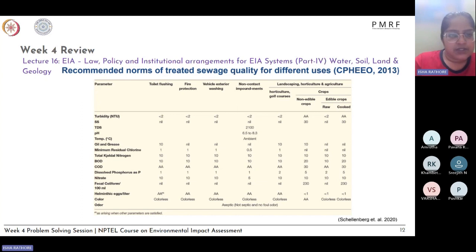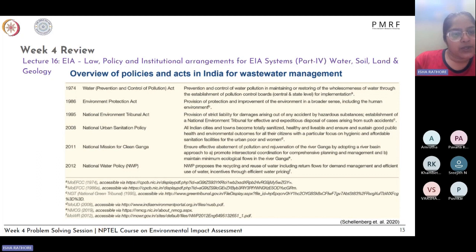So again, for treated sewage, we have the same sort of parameters, and then for different activities like toilet flushing, fire protection, vehicle exterior washing, and all of these landscaping, horticulture, and agriculture, and then different elements under it as well. So those standards are also available. Then we also looked up at the overview of policies and acts in India relating to wastewater management.